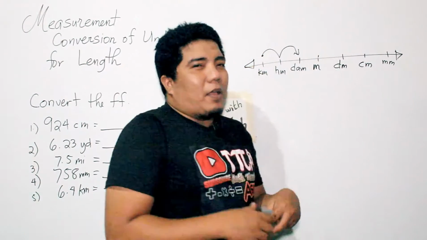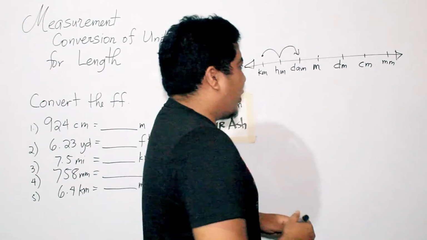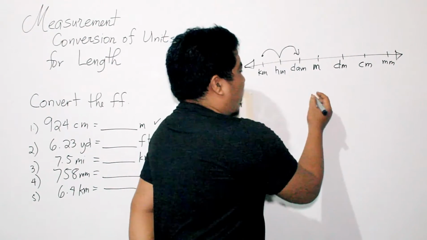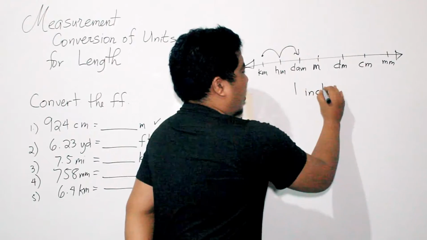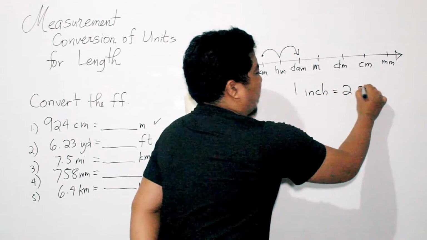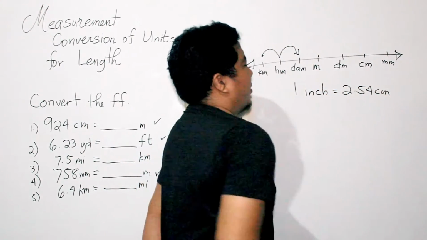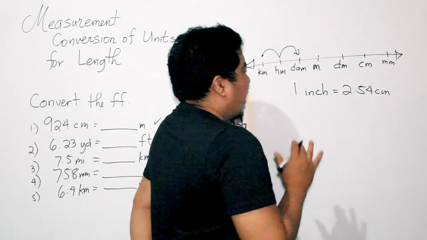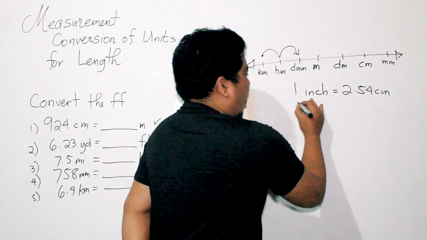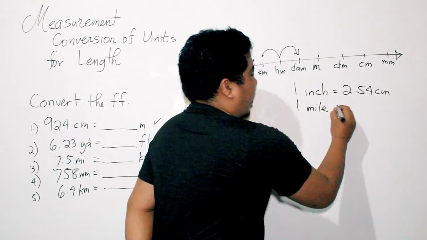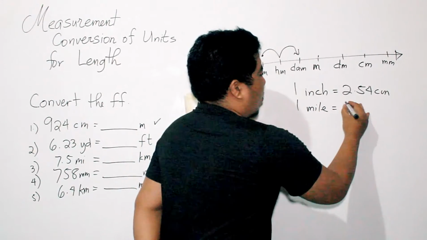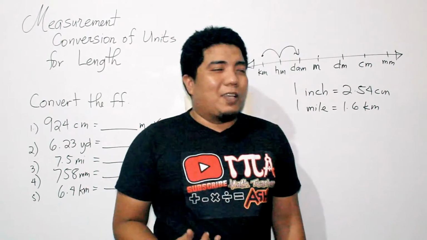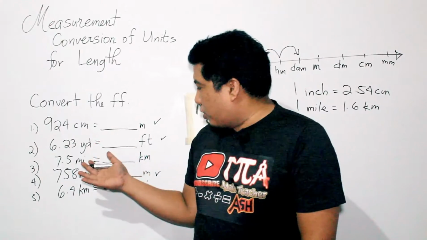Okay, for me, the easiest way to do this is just to know at least two. Okay, now in 1 inch, there is 2.54 centimeters. And that is for me to remember the smaller units of length. Now, for bigger units, 1 mile is equal to 1.6 kilometers. Okay, so that's good for me. Okay, so now let us try to solve our problem.